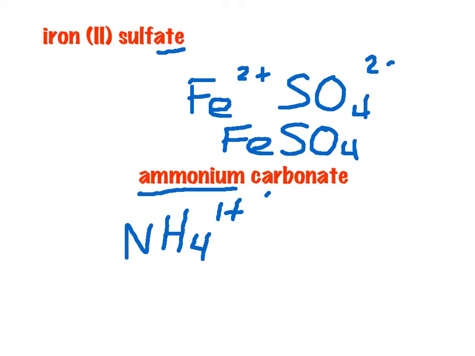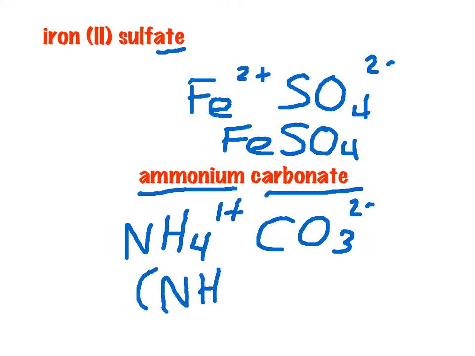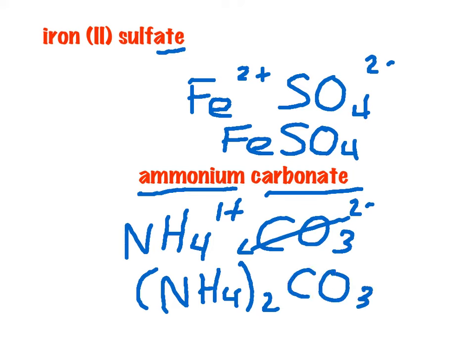1+ charge. Carbonate, I see that ATE ending, I know it's a polyatomic ion. I look it up on the table, and I see that its formula is CO3 with a 2- charge. And I'm going to crisscross the 1 and the 2. The ammonium I have to put in brackets because I'm crisscrossing a 2 down. I'm crisscrossing a 1 down to the carbonate, so I don't need to put it in brackets. I just write CO3, and that shows that there's 1 of those carbonates. So that's ammonium carbonate.